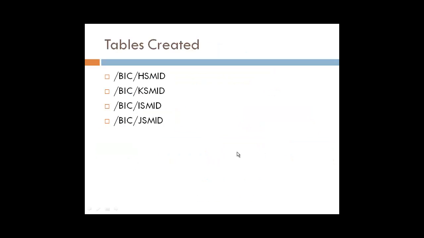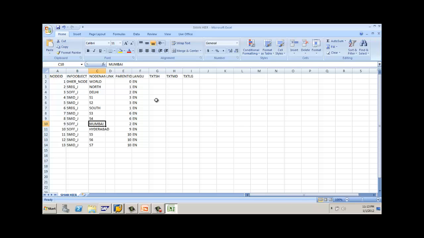Okay, so once you create a hierarchies, what happens? It will create some tables for you in a BW system. So this is called hierarchies table /BIC/H table, K table, I table, J table. Okay, now let me show you how the hierarchy flat file structure looks like. This is how your hierarchies flat file looks like.